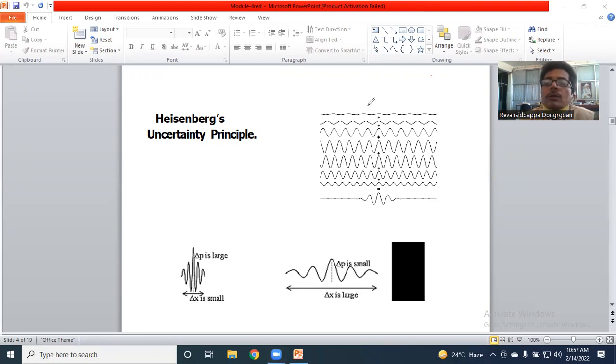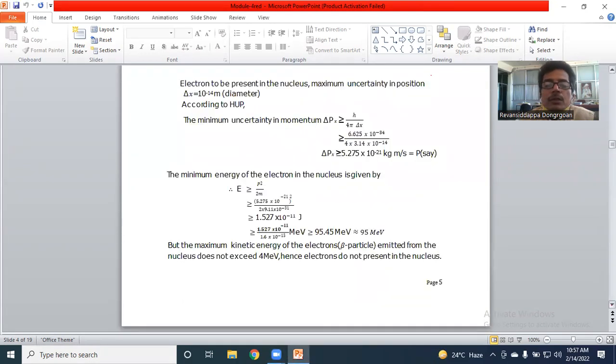Now, yesterday we completed the Heisenberg uncertainty principle, or we can call this the application of the Heisenberg uncertainty principle. What do we find? For example, take one pencil.